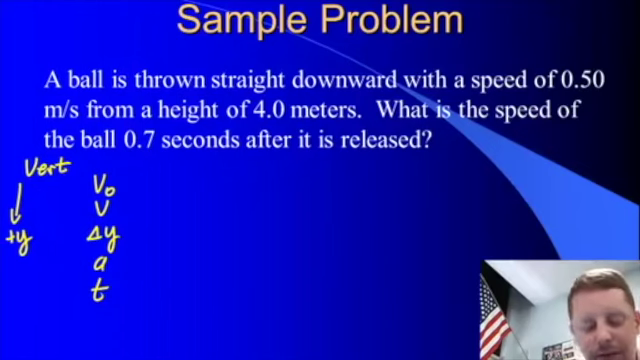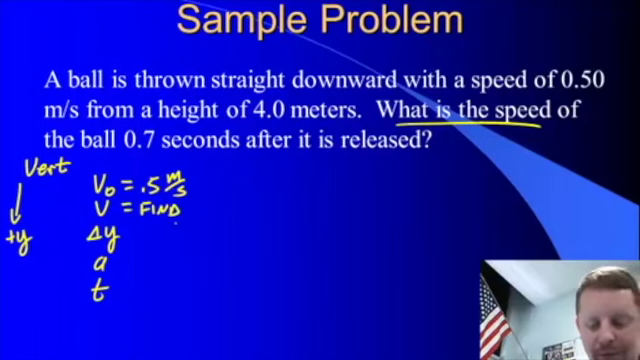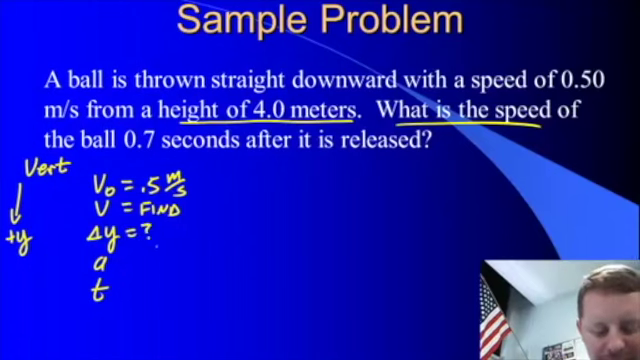We know the initial velocity is 0.5 meters per second down. Since it's down and we call down the positive direction, V naught is going to be positive 0.5 meters per second. We're trying to find the final speed, so there's our find. Delta y. Ooh, this is tricky. It says it's thrown from a height of 4 meters. But it doesn't ask us delta y, and it doesn't say the total distance traveled by the ball in this time is 4 meters. So we really don't know delta y. Got to read that one very carefully.